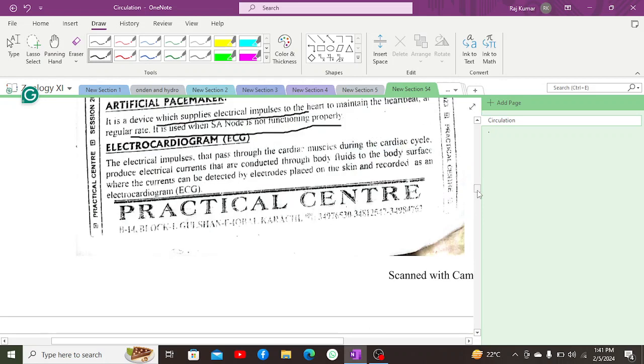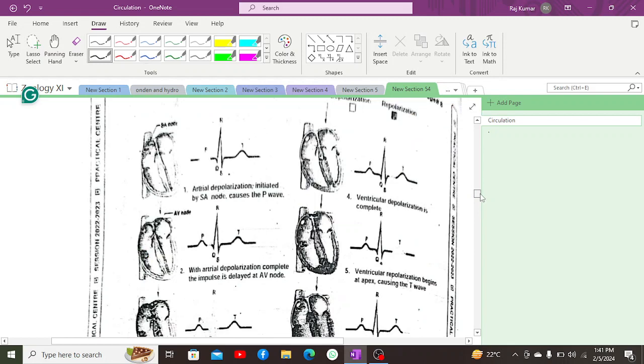And the electrocardiogram: the electrical impulses that pass through the cardiac muscles during the cardiac cycle produce electrical currents that are conducted through body fluids to the body surface, where the currents can be detected by electrodes placed on the skin and recorded as an electrocardiogram. So this is the electrocardiogram, or ECG, machine.